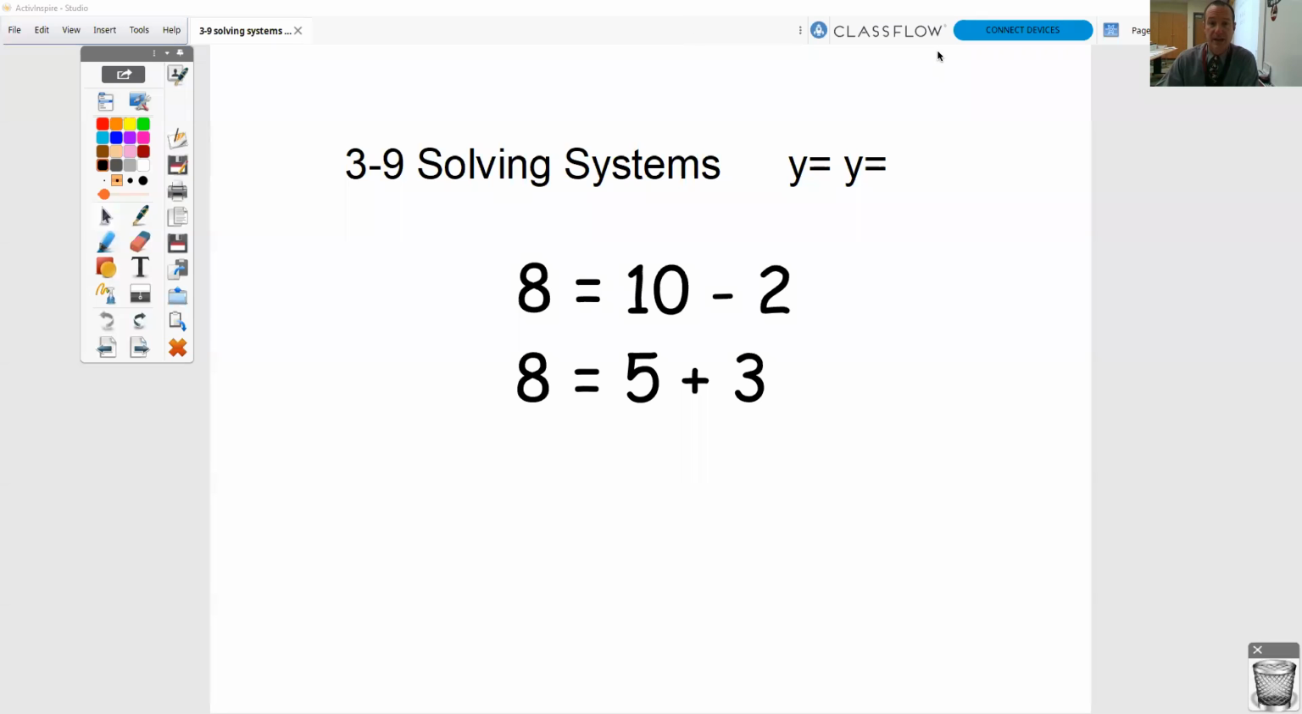This is a lesson for 3-9. What you're doing today is solving systems, setting y equals y equals.